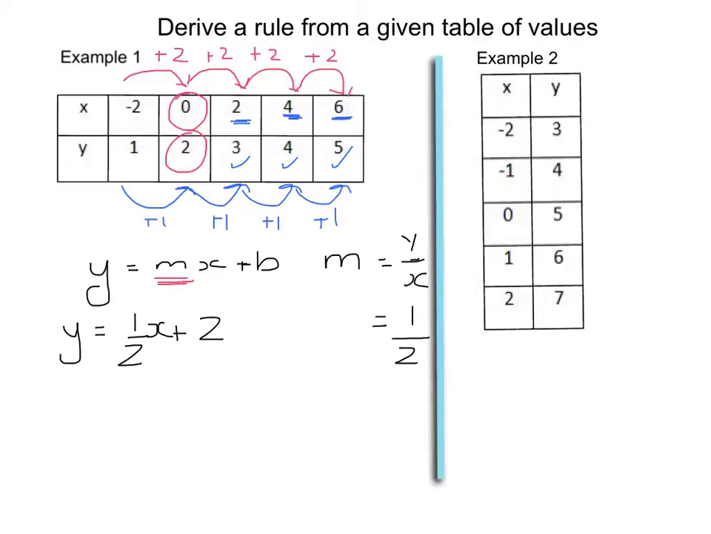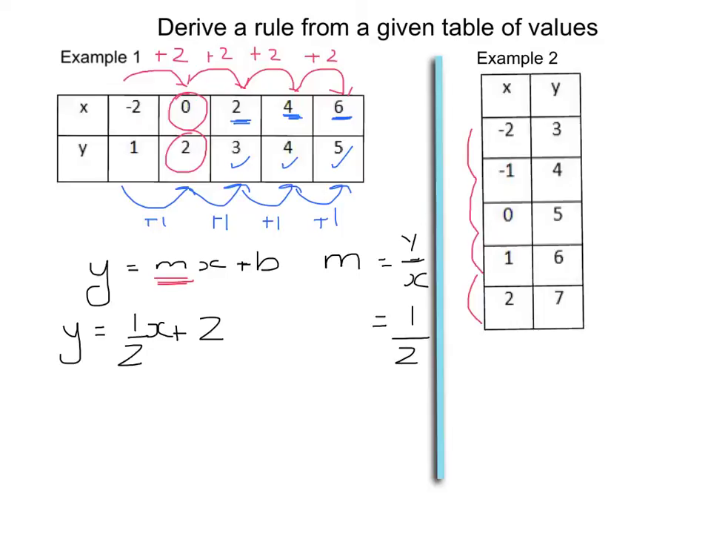Let's have a look at example 2. Now again, this is another table of values. It just happens to be in a vertical form. Makes no difference. We're still looking at the changes in the x and the changes in the y to help us work out what the rule is. So in other words, we're trying to work out the relationship between the x's and the y's. So once again, let's start with the x, and we're looking for the difference between each x as it goes along, and hopefully it's the same.